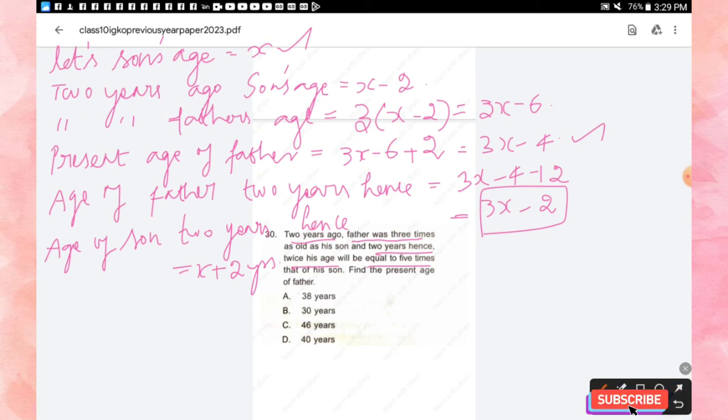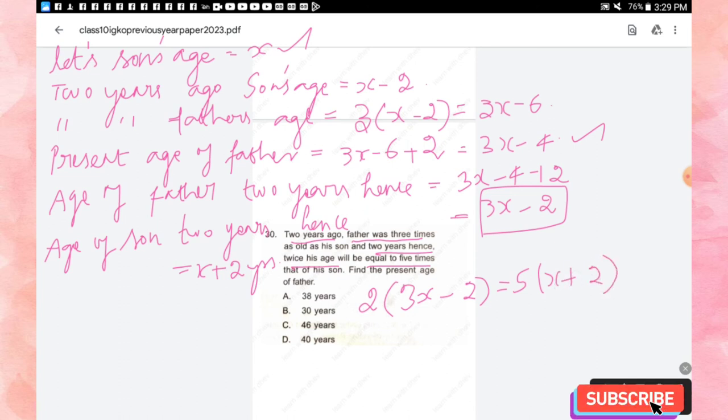So according to the question, what are we going to write? Twice his age. So father's age after 2 years becomes twice his age. Twice means 2 times 3x minus 2. It must be equal to 5 times that of his son. 5 times means 5 times x plus 2. Correct? This 3x minus 2 is age of the father after 2 years. x plus 2 is age of the son after 2 years. So the condition is twice father's age will be equal to 5 times that of his son. So this is the given condition.